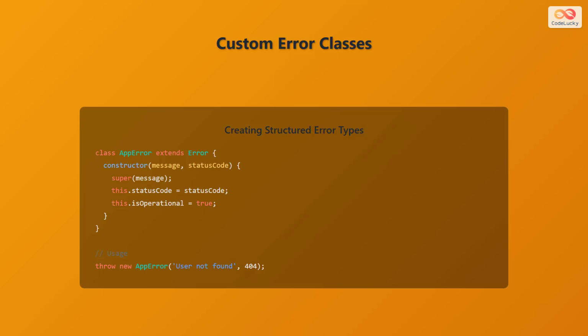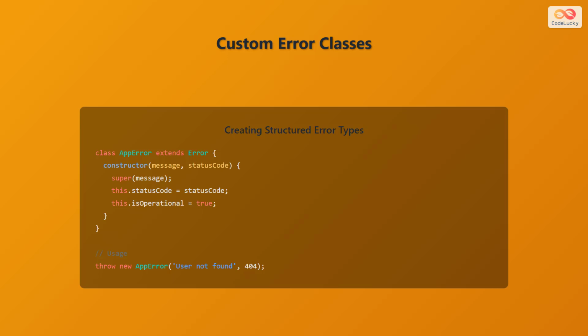Let's see how to create custom error classes. Custom error classes allow you to create structured error types that provide more context and information about errors in your application. By extending the built-in Error class, you can define your own error classes with specific properties and methods.